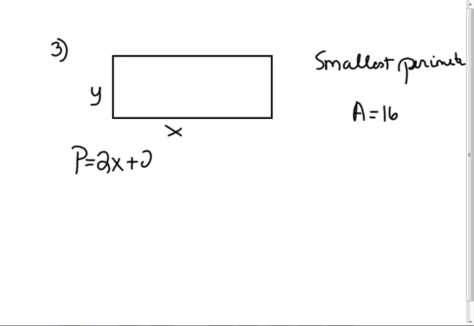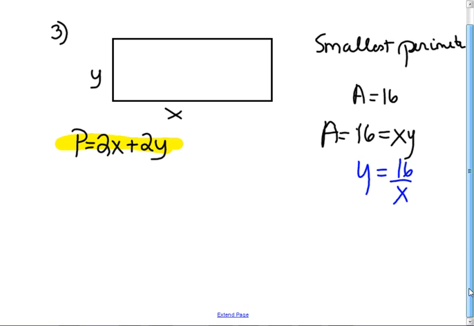2x plus 2y. And it says the area is 16. I want the smallest perimeter. This is the one we're going to minimize. I have to get rid of x or y. Which one do you want to get rid of? Okay, that's fine. So y equals 16 divided by x. So let's substitute it in here. So it's 2x plus 32 over x, correct?